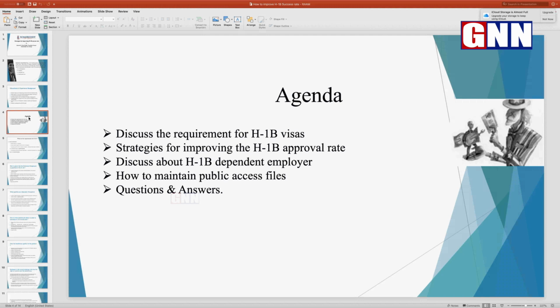The agenda for today's call is that we'll go over the requirements for H1B visas, and then we'll discuss some of the strategies for improving the H1B approval rate. Then we'll discuss what an H1B dependent employer means. An H1B dependent employer would be subject to various regulations that a typical employer would not be subject to. I'll also discuss a little bit about the maintenance of the public access file, and then we'll open the session to Q&A.